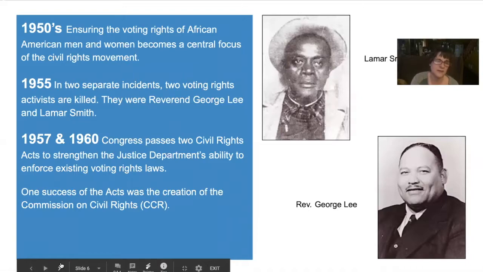By the 1950s, ensuring the voting rights of African American men and women became a central focus of the civil rights movement. In 1955 alone, in 2 separate incidents, 2 voting rights activists were killed. They were Reverend George Lee and Lamar Smith. Smith was killed in broad daylight on the lawn of the courthouse, and no one was ever convicted in his death. In 1957 and 1960, Congress passes 2 civil rights acts to strengthen the Justice Department's ability to enforce existing voter laws. And one success of the acts was the creation of the Commission on Civil Rights.